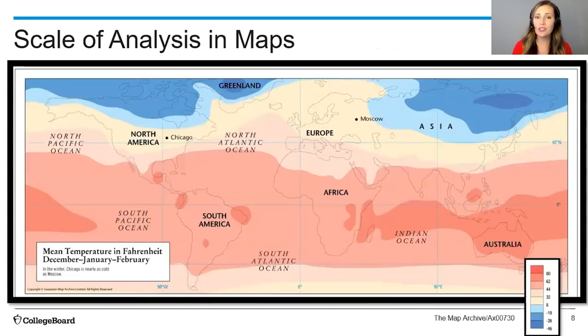One of the ways you'll be asked to analyze scale or use scale of analysis is by looking at maps. So here we have a map that shows temperature and it is gathered at the global level. The data is global. However, this map can be helpful for doing regional analysis because I can look at South America, for instance, and I can see that the mean temperature there is above 44 degrees. So this global map can provide some valuable information that can be analyzed at that regional level.